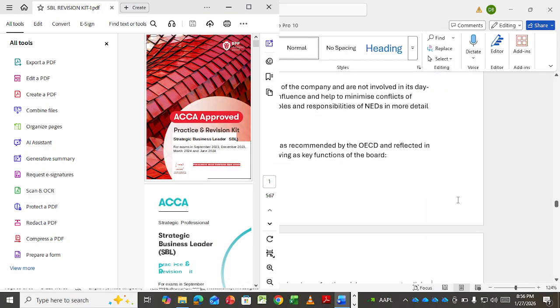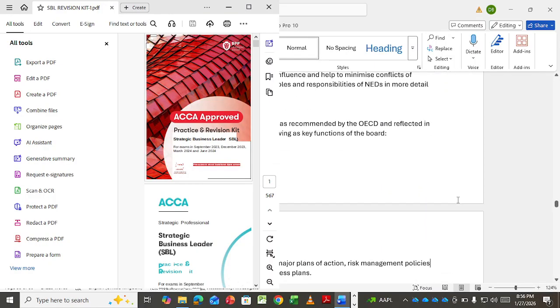which is now different from the basic roles of the non-executive directors. The non-executive directors, like I said before, will monitor and check if the executive directors are doing their duties in line with what is required of them.